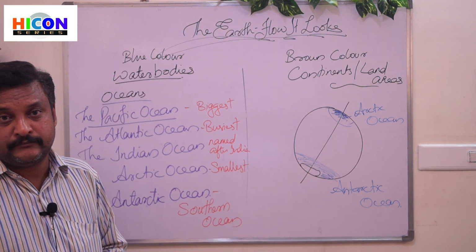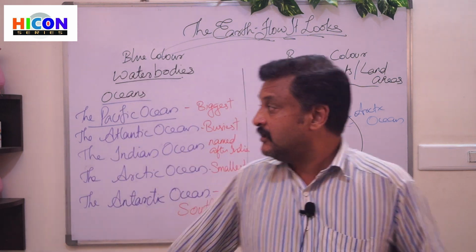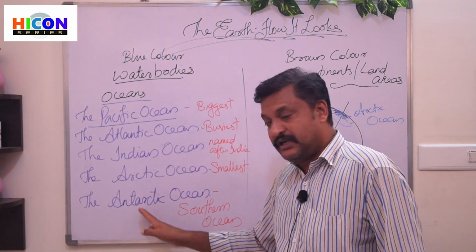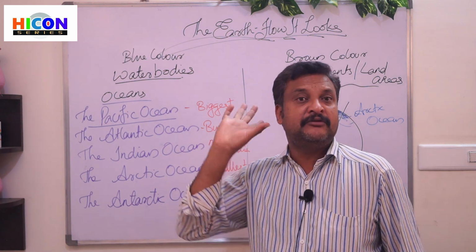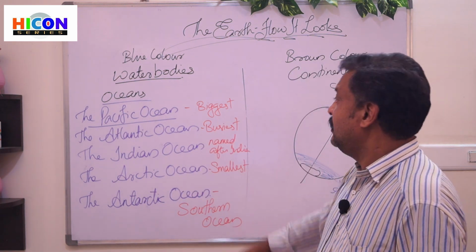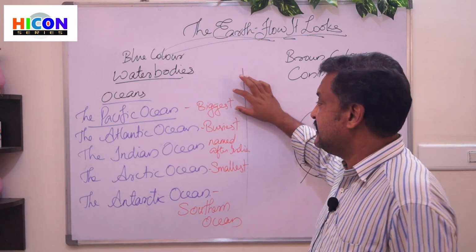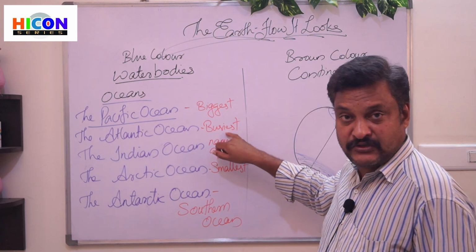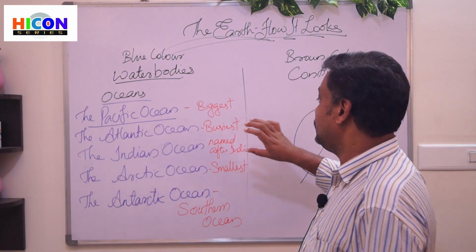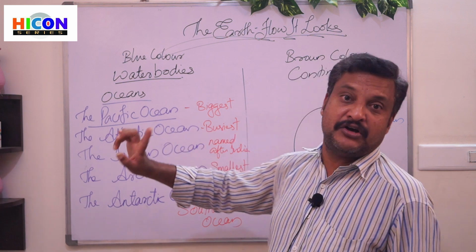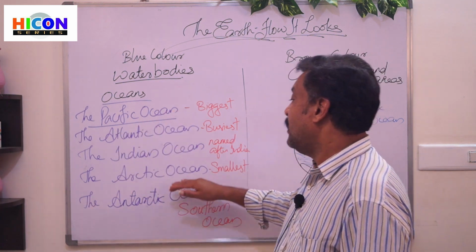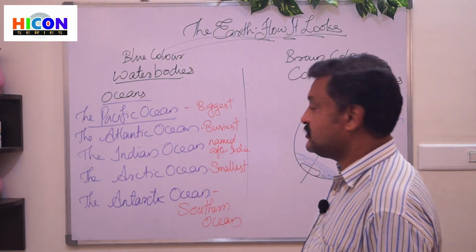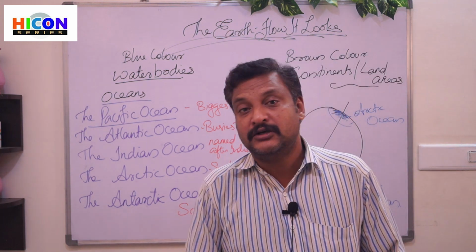Got it? I'll read it again. Pacific Ocean, Atlantic Ocean, Indian Ocean, Arctic Ocean and Antarctic Ocean are the 5 oceans. Right? Pacific Ocean is known as the biggest ocean. Atlantic Ocean is known as the busiest ocean. Indian Ocean is the only ocean named after a country. Arctic Ocean is the smallest ocean. Then Antarctic Ocean is also known as the Southern Ocean.